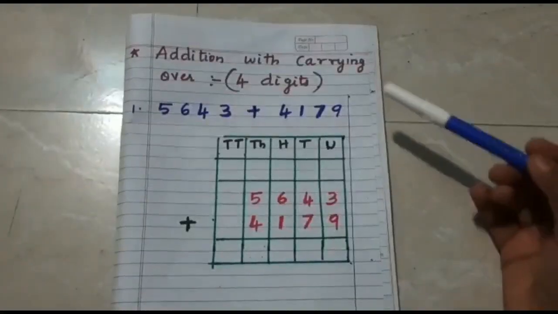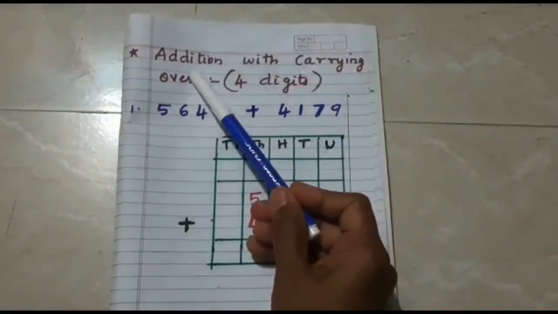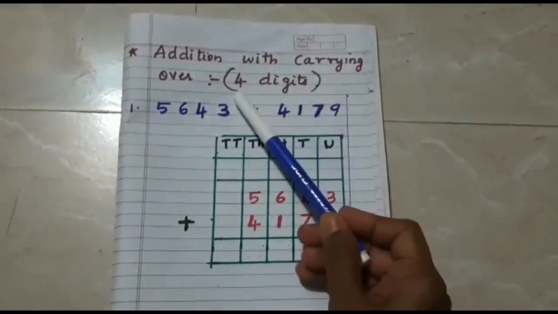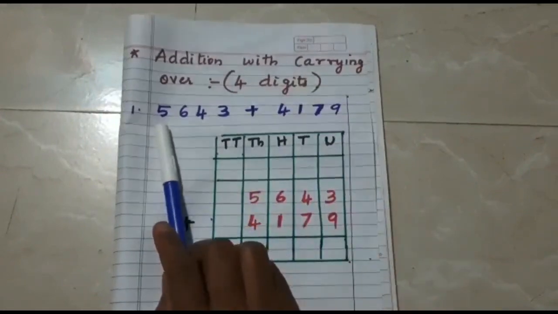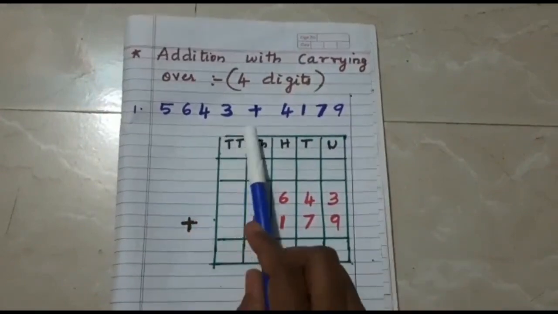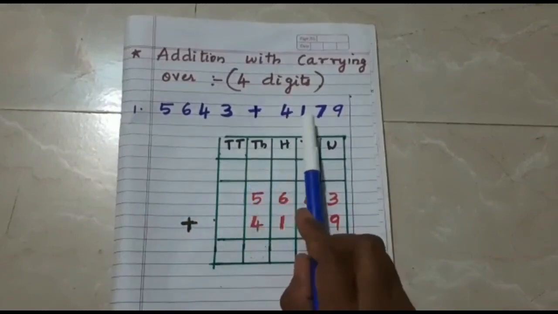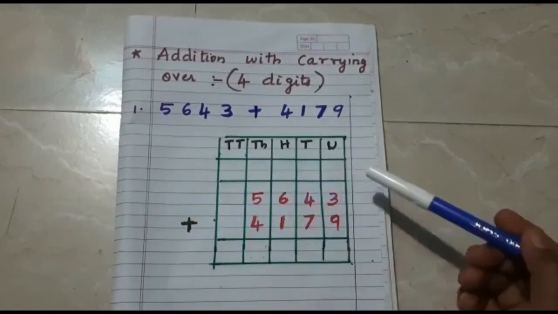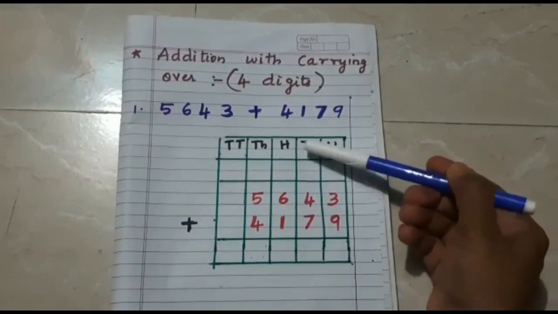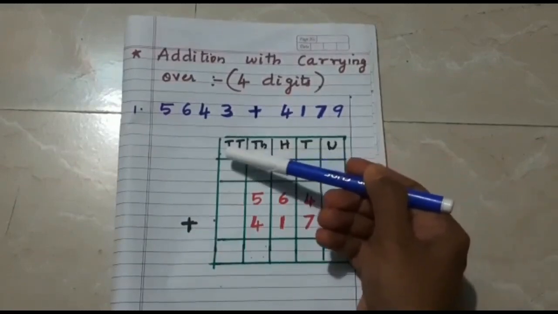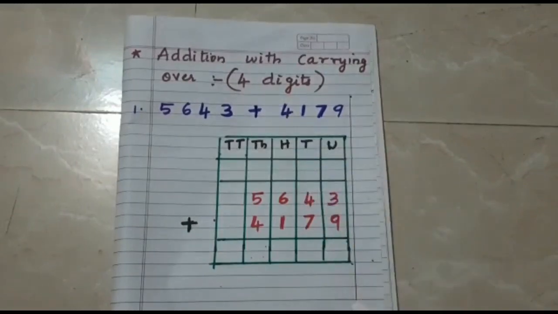Now students, our next subtopic is addition with carrying over of 4 digits. Here I have taken 5643 plus 4179. I have drawn the columns mentioning units, tens, 100, 1000 and 10,000.